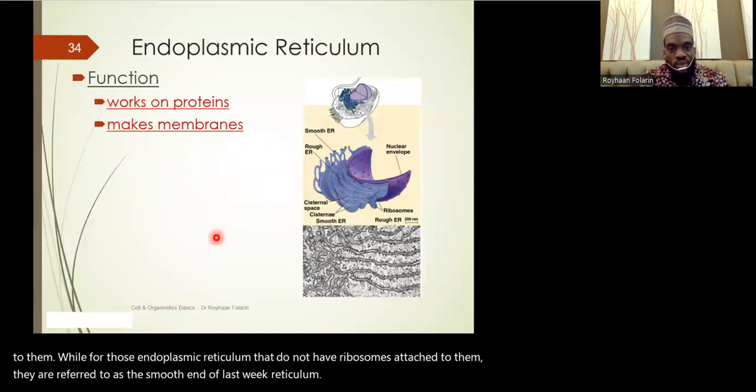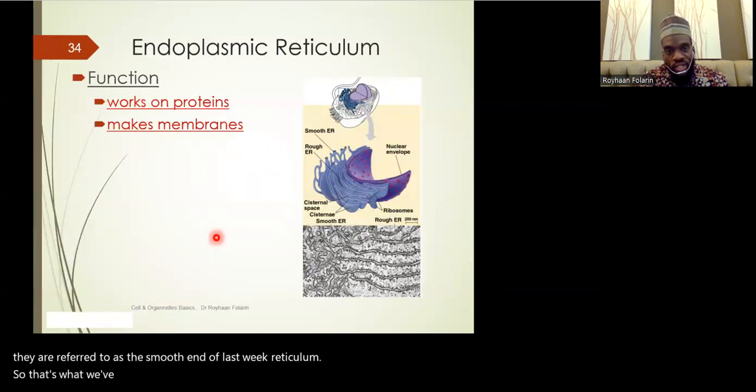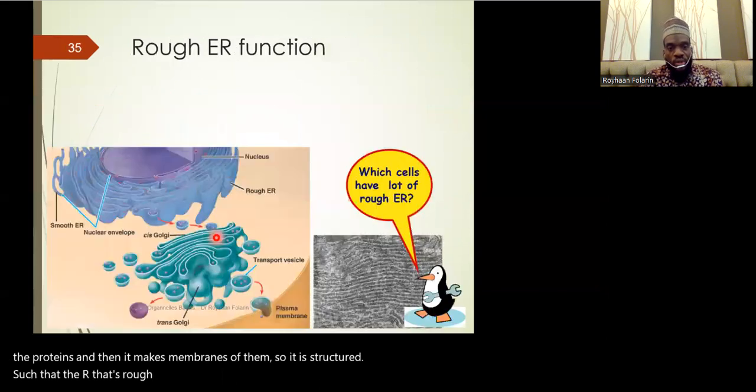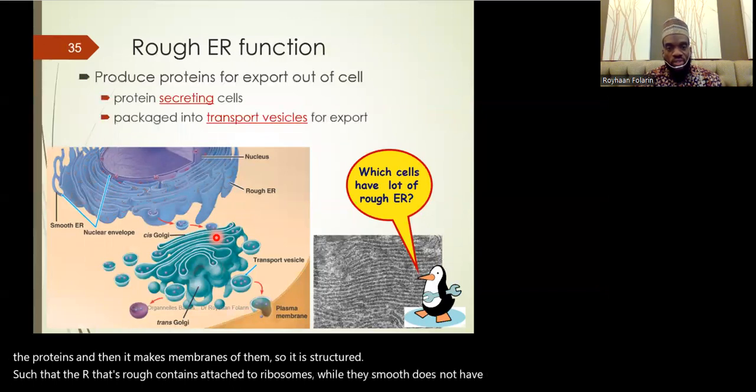So that's what we've illustrated here again. The endoplasmic reticulum functions to work on the proteins, and then it makes membranes. So it is structured such that the RER, that's the rough, contains attached ribosomes, while the smooth does not have the ribosomes attached to it.